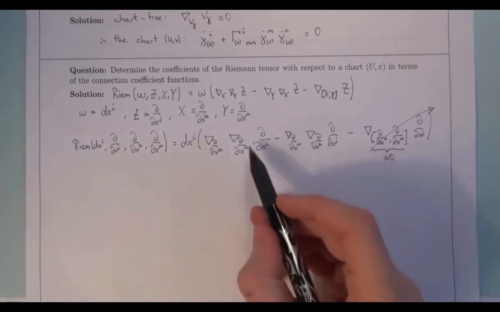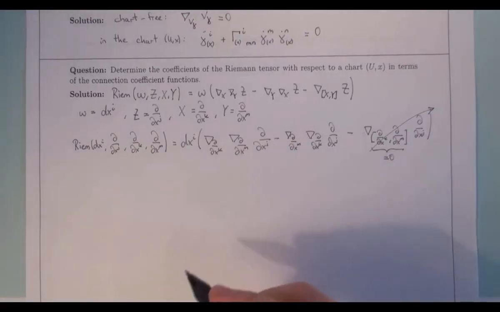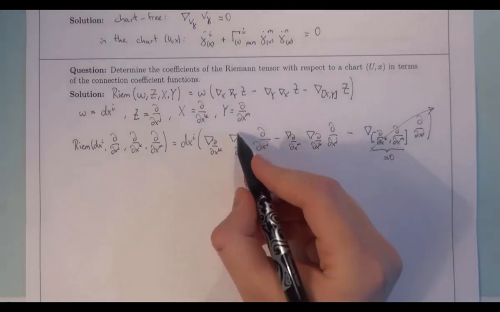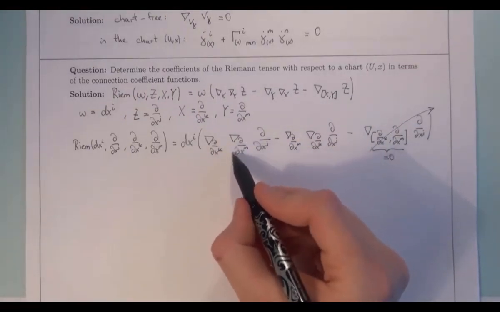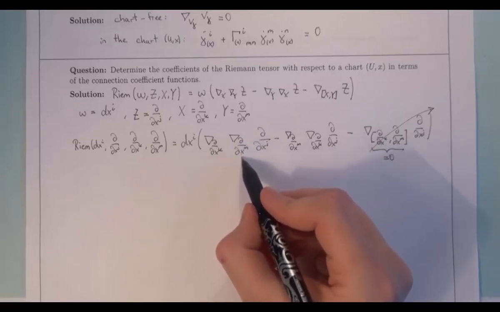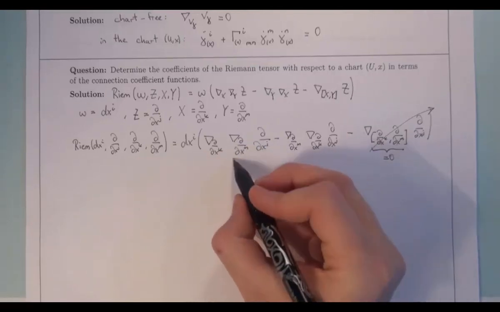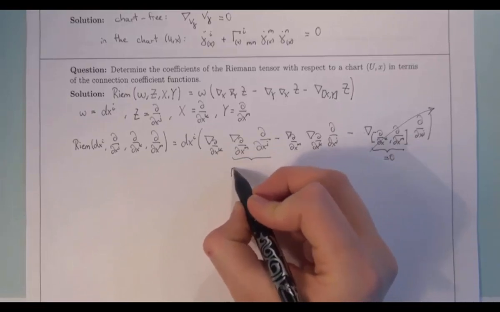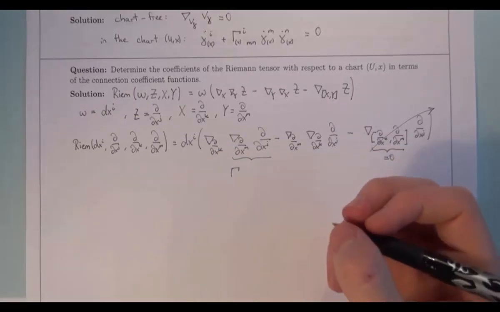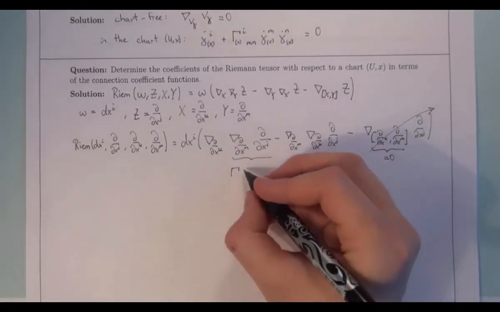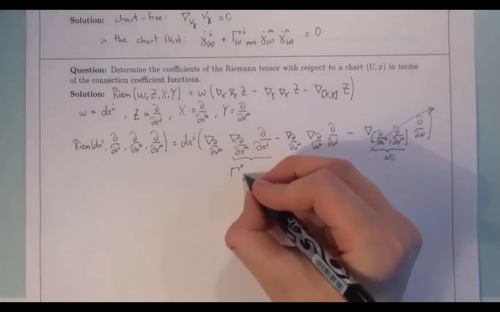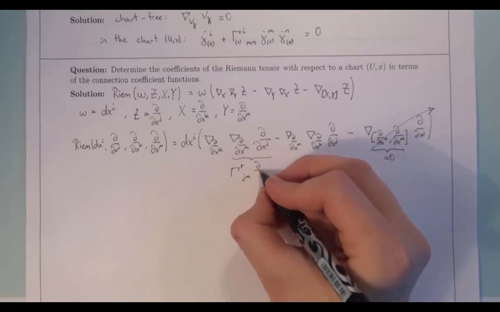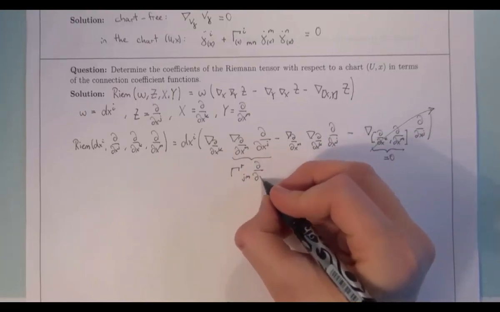So now we're left with these two terms in here. And now we identify this covariant derivative with respect to such a basis field acting on another one. Well, this was just the definition of the connection coefficient functions. So this is gamma r jm del x r.